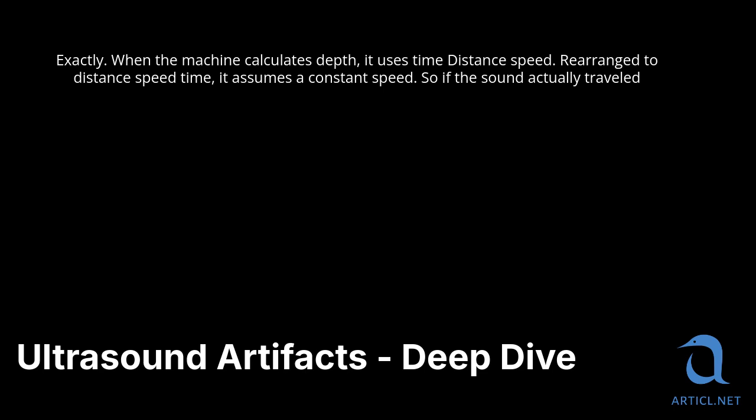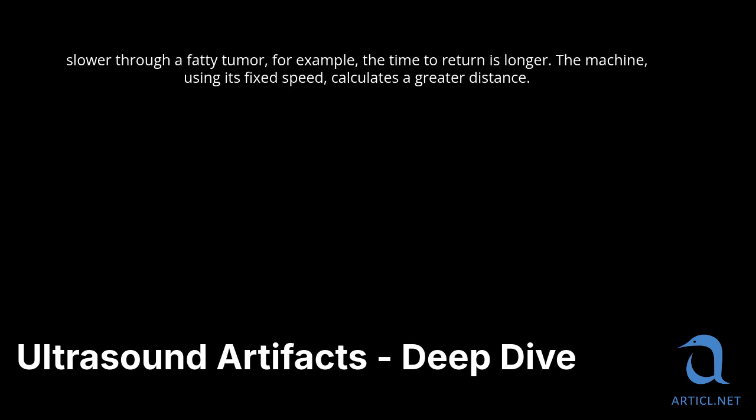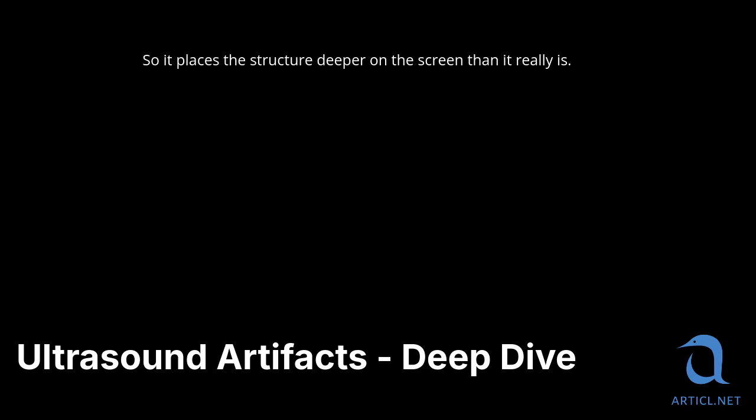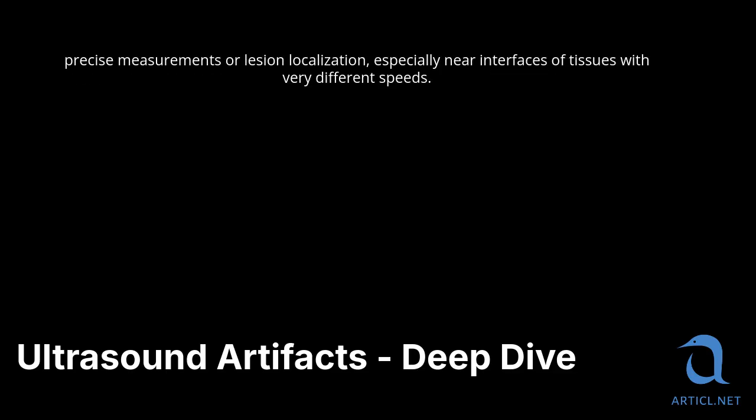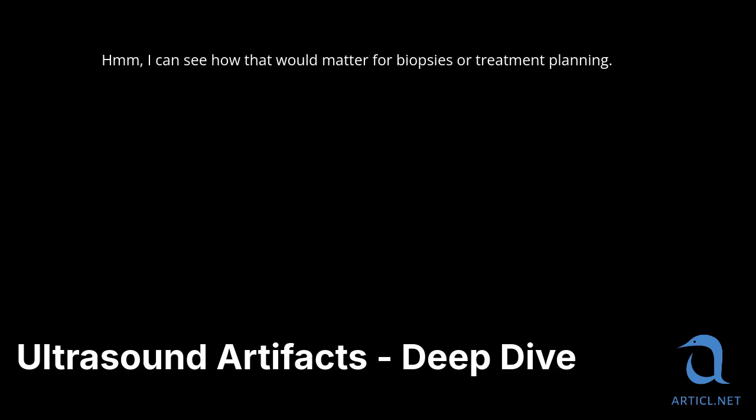So if the sound actually traveled slower through a fatty tumor, for example, the time to return is longer. The machine, using its fixed speed, calculates a greater distance. So it places the structure deeper on the screen than it really is. Precisely. And the opposite happens if sound travels faster, like through certain dense tissues, it appears shallower. While often subtle, this artifact is clinically significant for precise measurements or lesion localization, especially near interfaces of tissues with very different speeds. I can see how that would matter for biopsies or treatment planning.